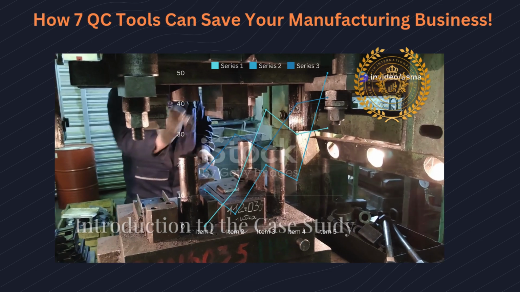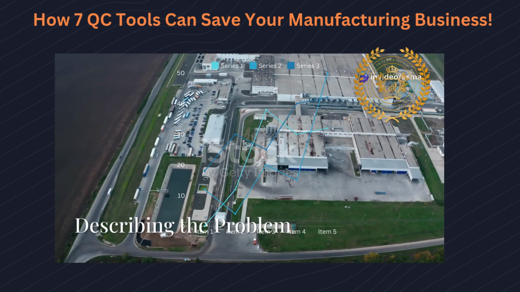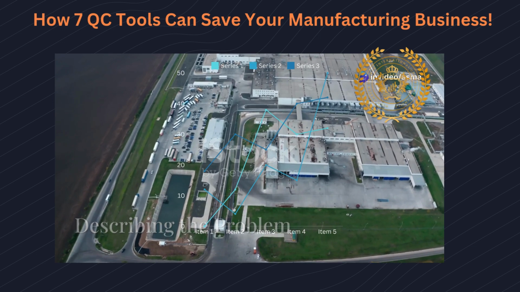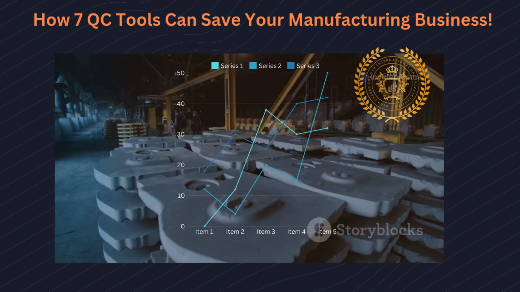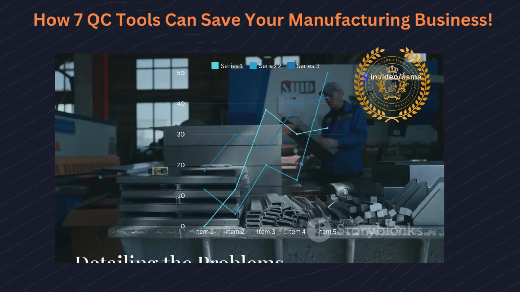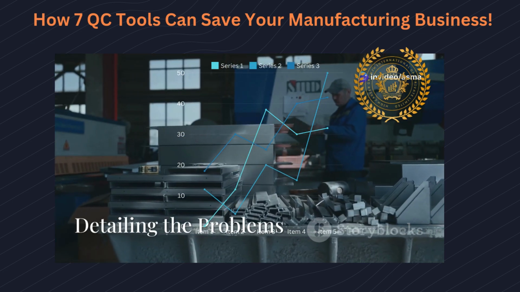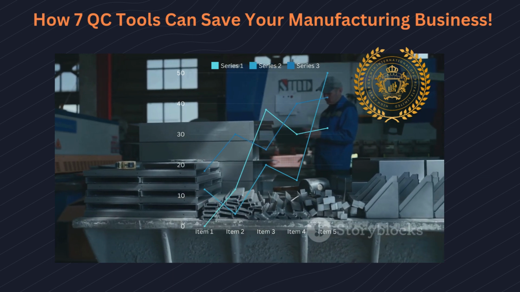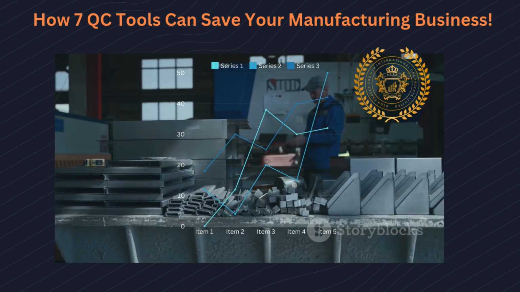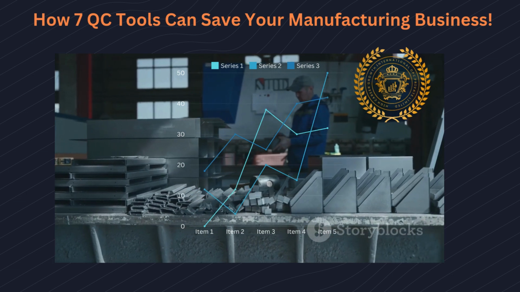Now let's get to the real story. There was a mid-sized auto parts manufacturer facing huge rejection rates. Nearly 15% of their parts were being scrapped due to quality issues. Customers were unhappy, costs were skyrocketing, and employees were frustrated. Problem: defects in metal parts, but no one knew why they were happening. Production delays, wasted materials, and high rework costs.